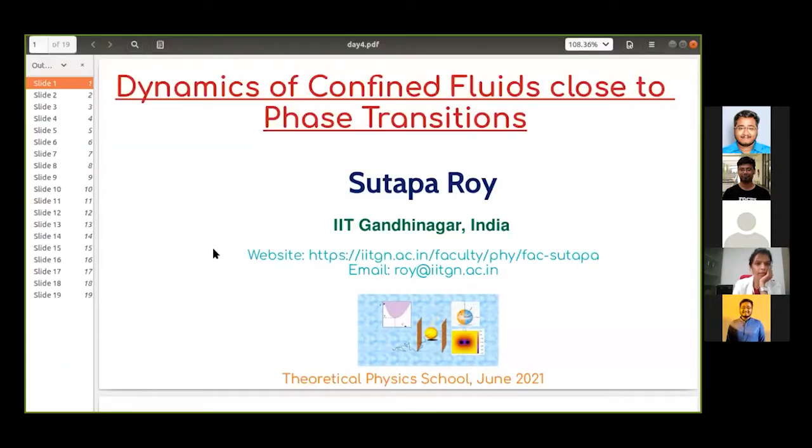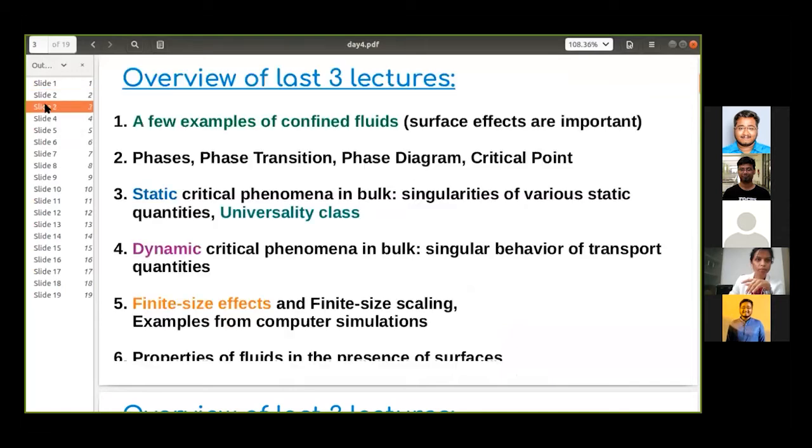So today we are going to continue with the non-equilibrium dynamics part once again. Here's a brief overview of the things which we covered in the last 3 lectures. I'm just going to skip it, assuming that those of you who are present here today were present yesterday as well.